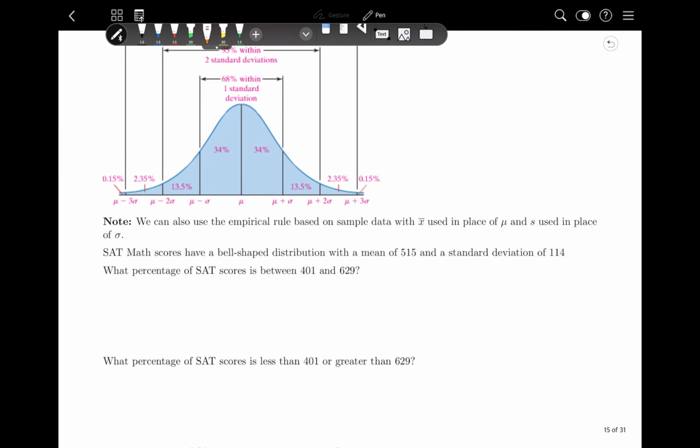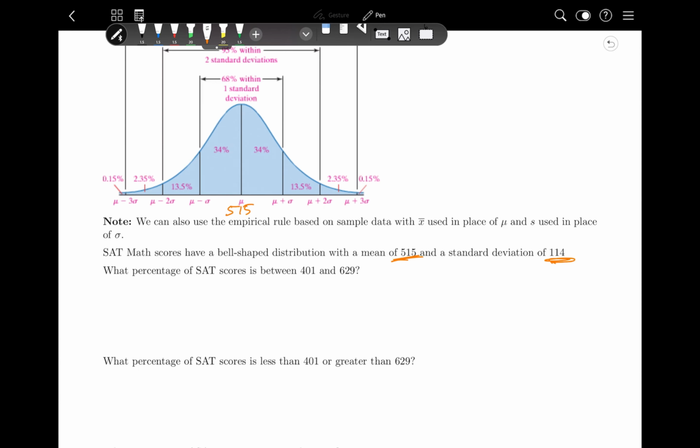So you can either use this picture or you can use the data at the top to tell you how many to answer these questions. So one thing you might want to start with when you do a problem like this is take this graph and fill it in with the mean and standard deviation. So for example, in this case, the mean is 515 and the standard deviation is 114. So that means 515 would go here on my picture. And then I would add 114 to get this number right here.